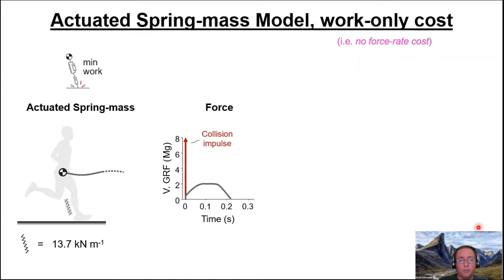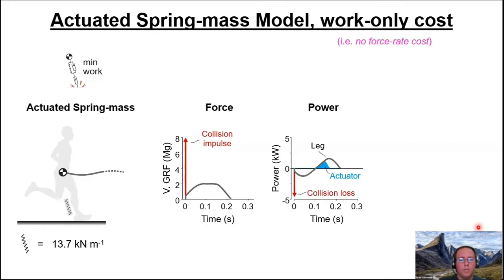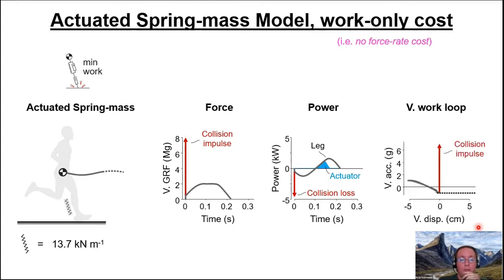And then there's a collision impulse, right? Because we said that some momentum was lost in the foot. So this contributes to the ground reaction force as well. We also have some loss associated with that collision. So when we look at the power of the leg, we lose a bit of energy instantaneously at heel strike. And then the power curve continues on. The actuator does some positive power. And then if we look at the vertical work loop, again, the collision impulse is in there, and we have a relatively shallow vertical work loop for the rest of stance.